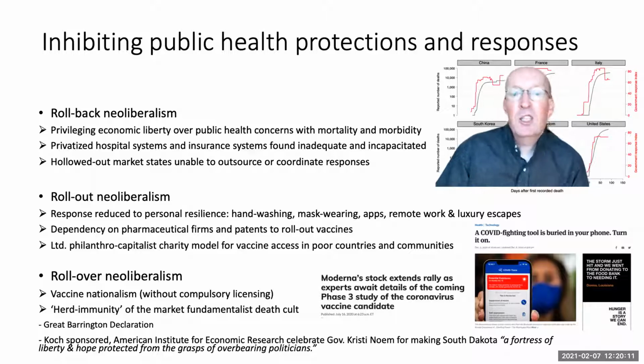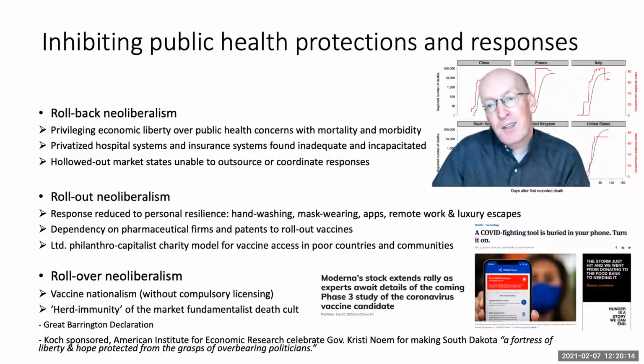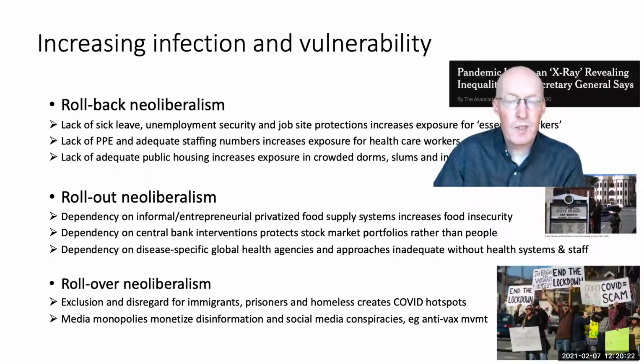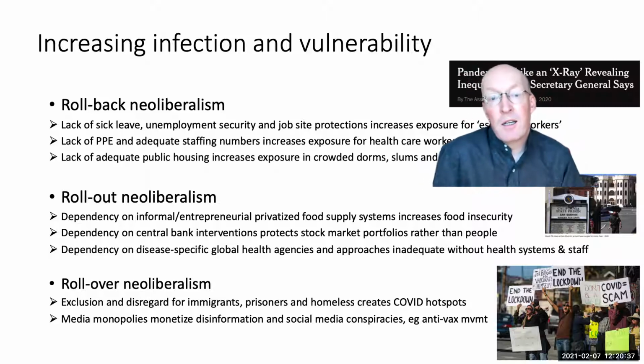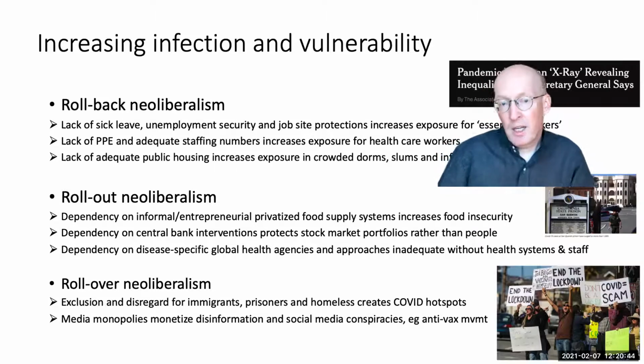So all three formations of neoliberalism, theorized by Peck and colleagues, can be seen at work in the pandemic. Let's look at each one now in turn. In relationship to increasing infection and vulnerability, the impact of each one, rollback neoliberalism, rollout neoliberalism, and rollover neoliberalism, has been clear. Infection rates have been increased by lack of sick leave, lack of unemployment security, and lack of job site protections for so-called essential workers, exposing them to more infection and spreading the virus.